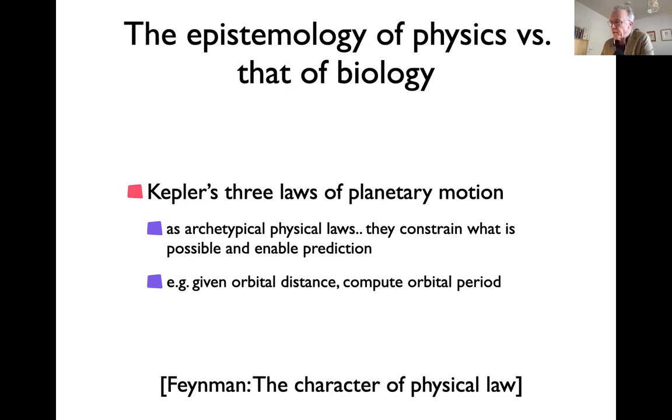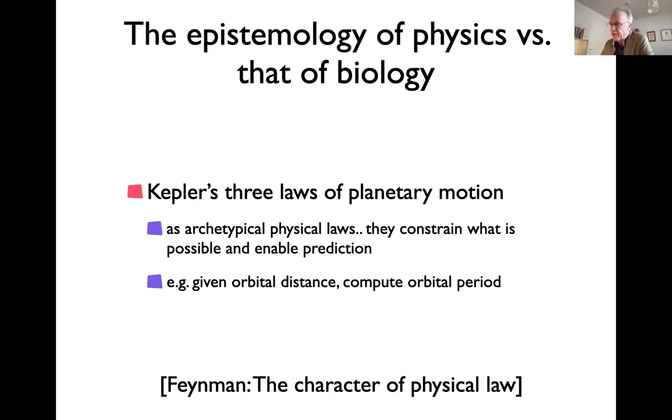So a brief excursion: what understanding means in physics. You all know Kepler's three laws of planetary motion. I presume maybe you don't remember them in detail, but they exist, and they are often cited as the archetypical physical law kinds of laws in that they constrain what is possible for planets that go around a sun. Certain constraints they all satisfy. You call them law.